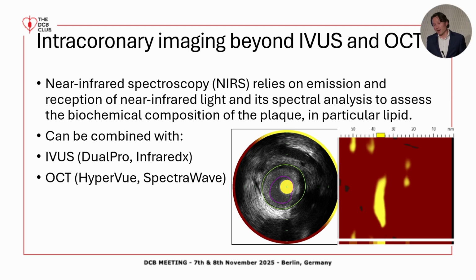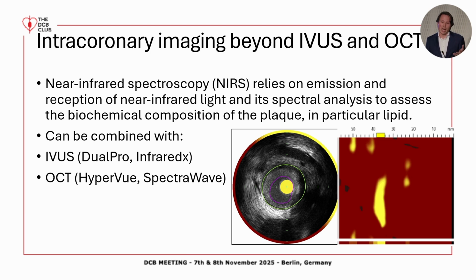We don't have enough time to cover everything about CT, and we don't have enough time to cover everything about NIRS, but it's important to know that near-infrared spectroscopy is an interesting technology that helps to detect lipid, and this can be combined with both IVUS, as in the Dual Pro system by InfraRedx, or with OCT, as in the HyperVue system by SpectraWAVE. And here you see an example of the added value of NIRS.